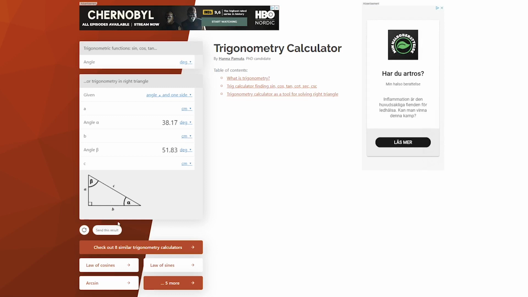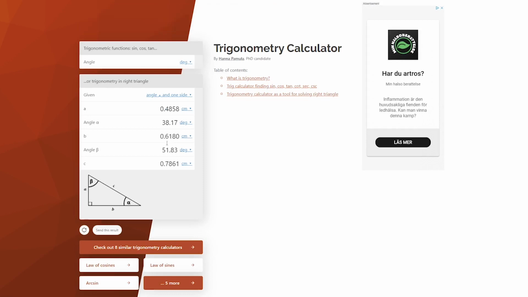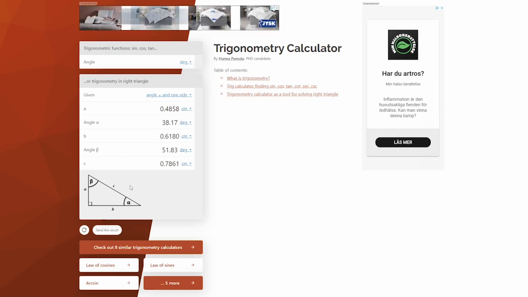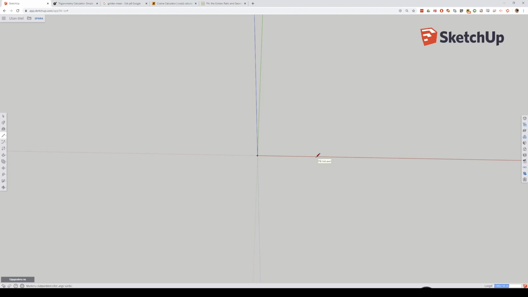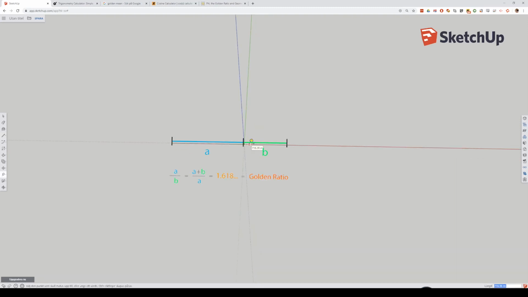And we know B here, that's 0.6180. And there we got it. We got 0.4858 for A here. Now we can draw it. So we'll make a line. Let's say it's 6180. I'm doing that because then I can do another line, which is 10,000, which makes it easy. So this line is divided by the golden ratio. And then 4858 going down at the 90-degree angle.